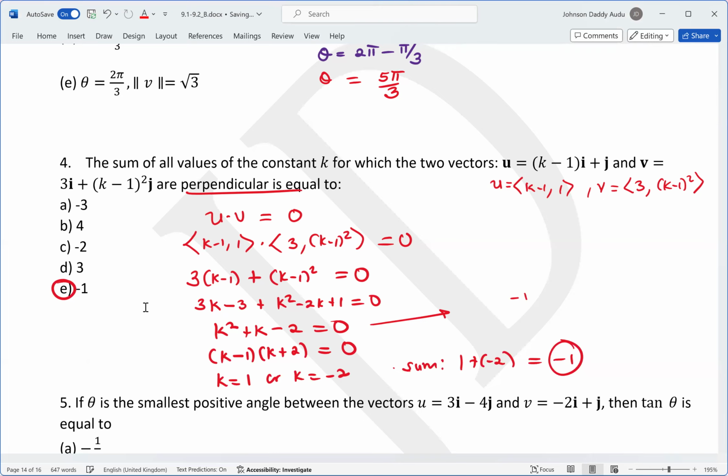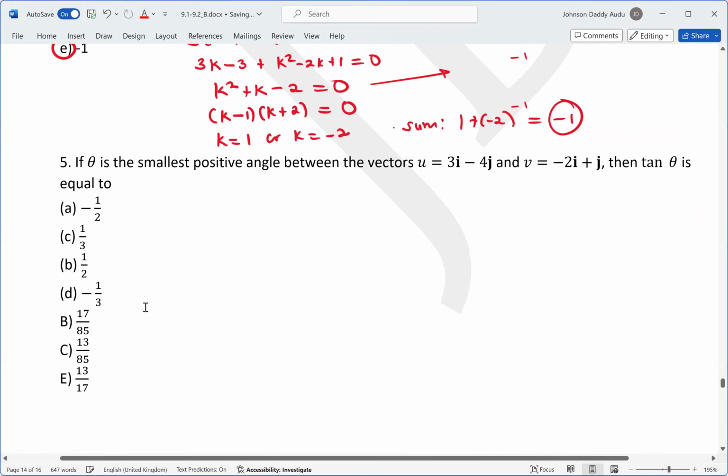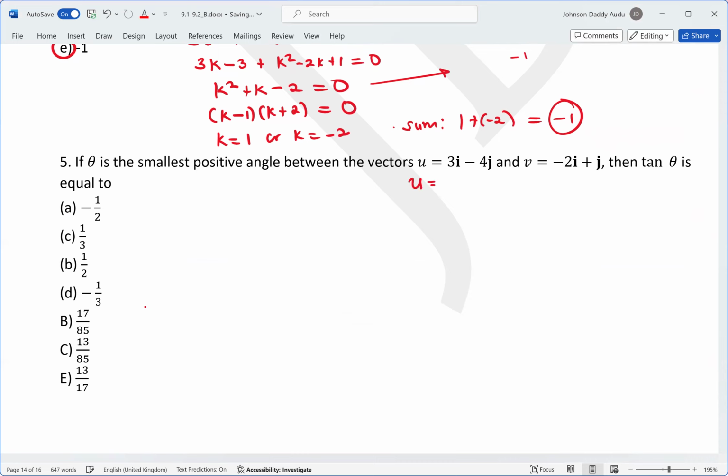All right, so let's move to the last question. This one is asking, what if theta is the smallest positive angle between vector u and vector v? Vector u is 3, minus 4, and vector v is minus 2, 1, right? We will need the magnitude of u.